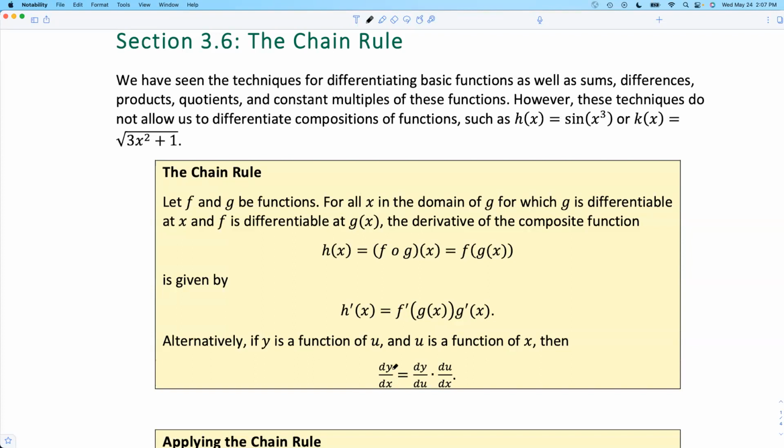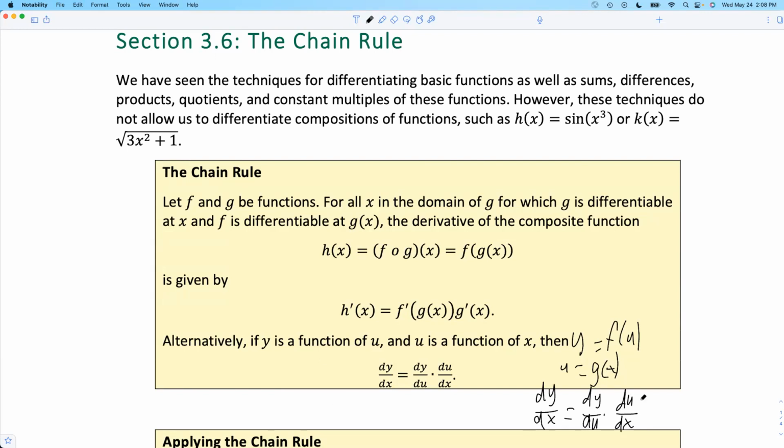But if y is a function of u, and u is in turn a function of x, so let me write that out in here. This here is saying y is some function of u, but u is really a function of x. Oh, I shouldn't give it the same letter. Say some g of x. And I want to know how quickly is y changing with respect to x. Well, then I would just see, how fast is y changing with respect to u, and multiply that by how fast u is changing with respect to x.